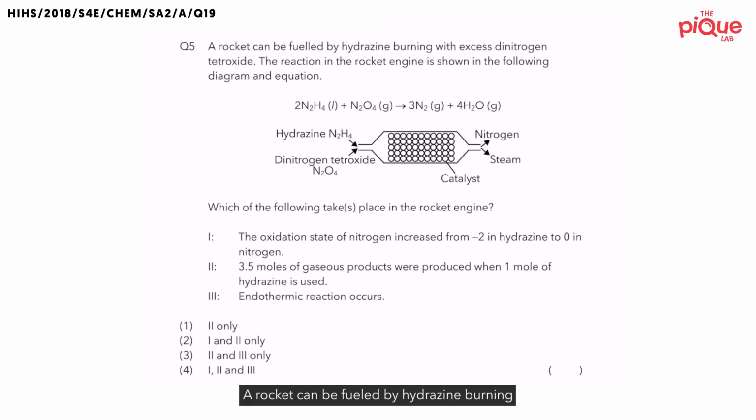A rocket can be fueled by hydrazine burning with excess dinitrogen tetroxide. The reaction in the rocket engine is shown in the following diagram and equation. If you were to analyze this equation, you will notice that the first species is hydrazine, whereas the second species is dinitrogen tetroxide. Which of the following takes place in the rocket engine?